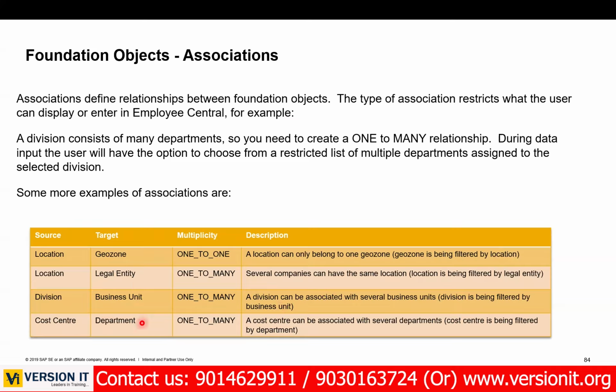Cost center associated with department. A cost center can be associated with several departments. Let's say I have one cost center that is applicable to all 3 departments, which means several departments. Got my point? The main point here is that you need to discuss with your client, in the org structure vertical, each and every object supposed to associate with any other object: is it one-to-one or is it one-to-many? That you need to discuss.